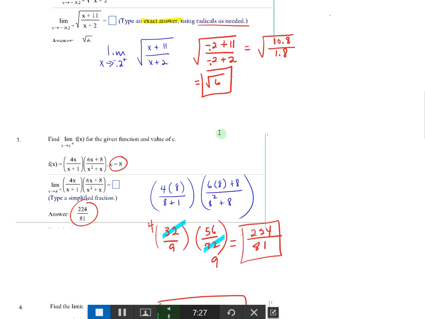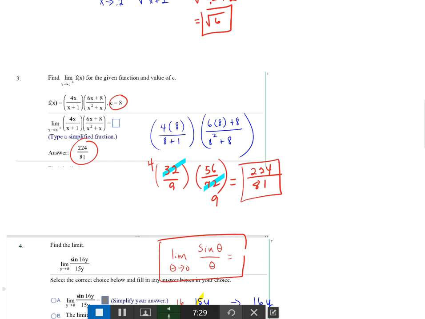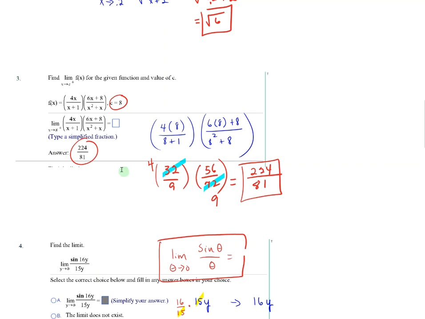Let's go to number 3. Let me move this. The limit as x approaches c from the right. All right, well, here's your f of x, and c equals 8. So let's see what we need to do. We are doing x approaches c from the right, and we're able to plug in 8 for x in this. There shouldn't be any problem.